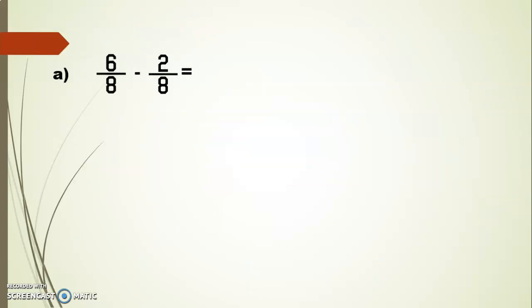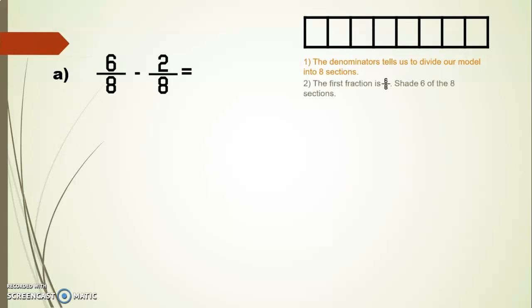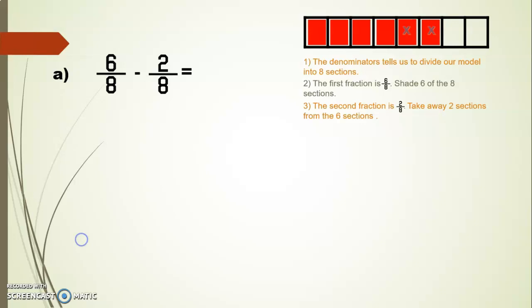Number A, 6 over 8 minus 2 over 8. The denominator tells us to divide our model into 8 sections. The first fraction is 6 over 8. I'll shade 6 of them. The second fraction is 2 over 8. I'll take away 2 sections from the 6. There are 4 one-eighth sections shaded. So 6 over 8 minus 2 over 8 is 4 over 8. Why? Because I'll subtract the numerators. 6 minus 2, it will be 4, and keep the denominator the same. It will be 4 over 8.